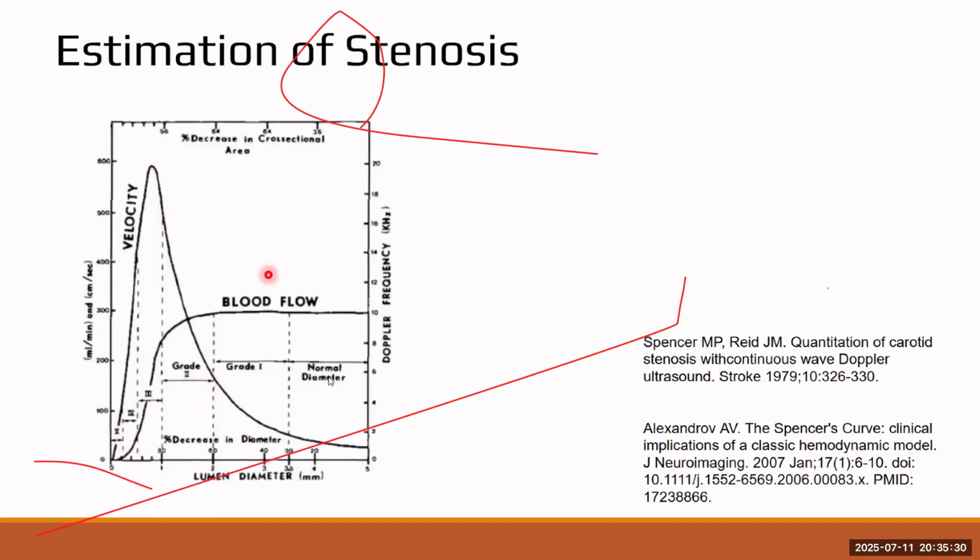This is what I was telling. When there is just a mild stenosis or a spasm, the velocities are increased. Whereas if the stenosis is beyond severe, grade 4 and 5, that is beyond 90%, the velocities also reduce. So this is what is called the Spencer-Reid curve.